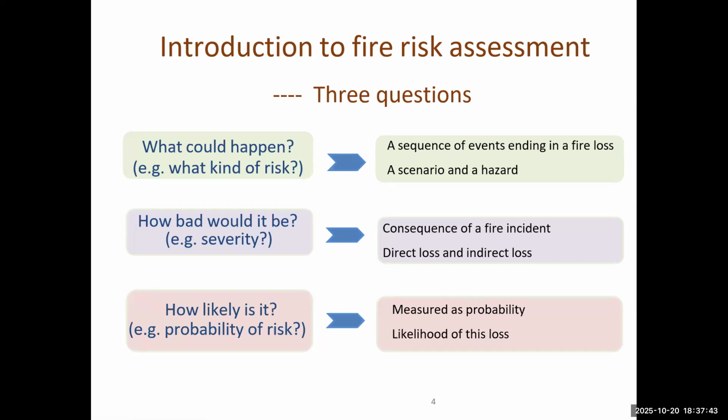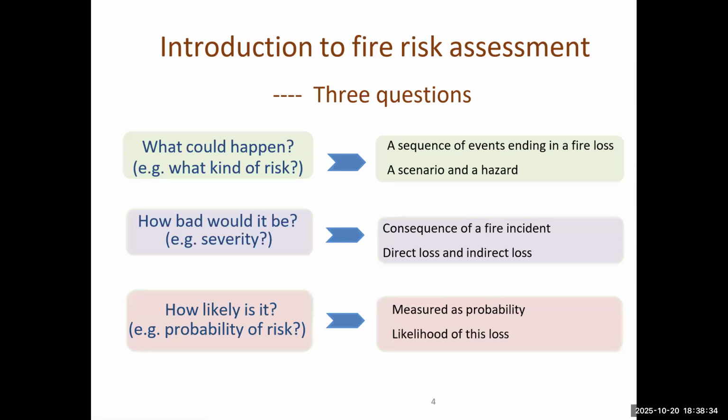The second question is, how bad will it be? Here, we analyze the consequence. We look at the expected effect of our scenario. This includes the direct loss, like the destruction of the student's room and the contents, and crucially, the indirect loss. The indirect loss in our dormitory example would be the severe reputational damage to the university, some potential legal liabilities, and the displacement of other students due to the smoke and the water damage. This is far beyond the initial flame, right?